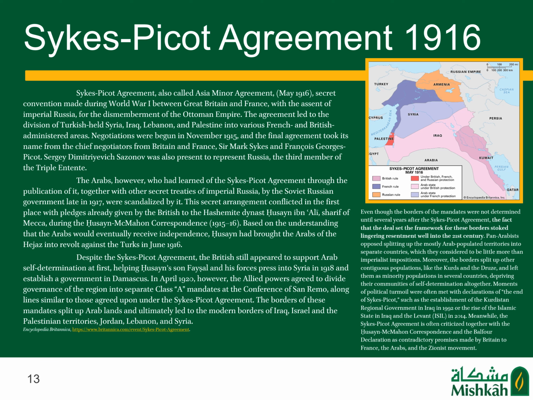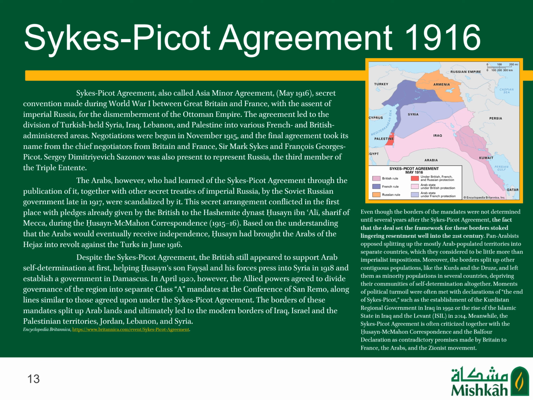And despite the Sykes-Picot Agreement, the British still appeared to support Arab self-determination at first, helping Hussein's son Faisal and his forces press into Syria and establish a government in Damascus. In April 1920, however, just 3 years before the end of the Ottoman Caliphate, the Allied powers agreed to divide governance of the region into separate Class A mandates at the Conference of San Remo, along lines similar to those agreed upon under the Sykes-Picot Agreement.